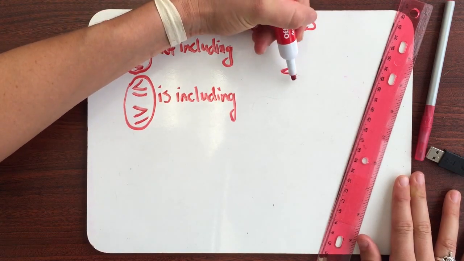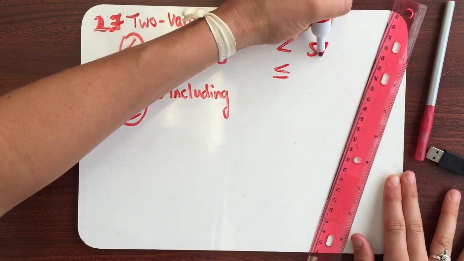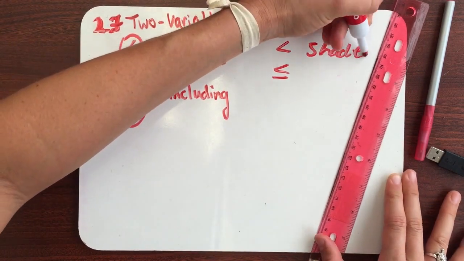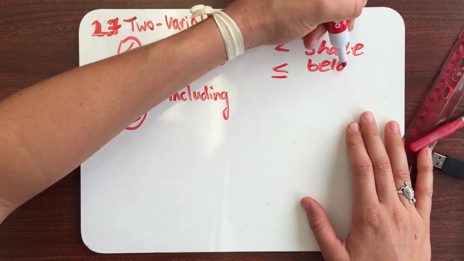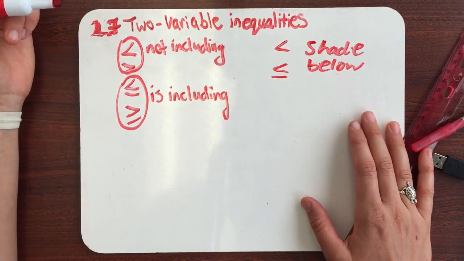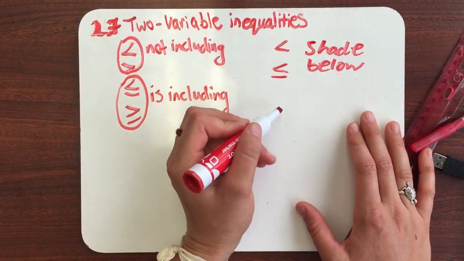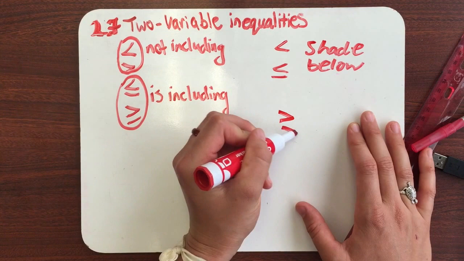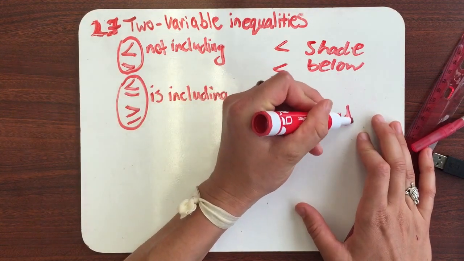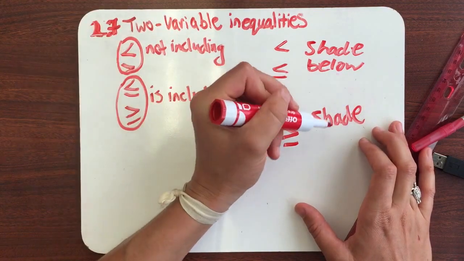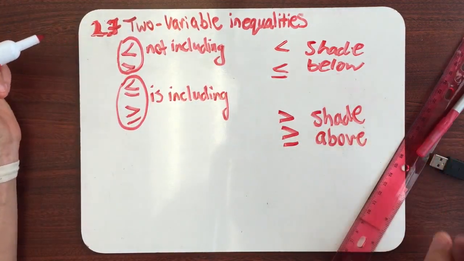The other thing we need to know is if it's less than or if it's less than or equal to, you're going to shade the region below your boundary line. You'll shade the region below, and we'll do an example of that. If it's greater than or equal to, you're going to shade the region above the boundary line, and we'll do an example of that as well.